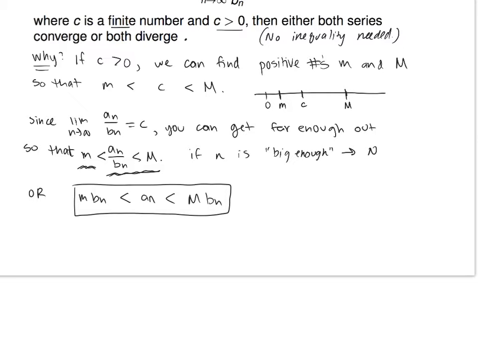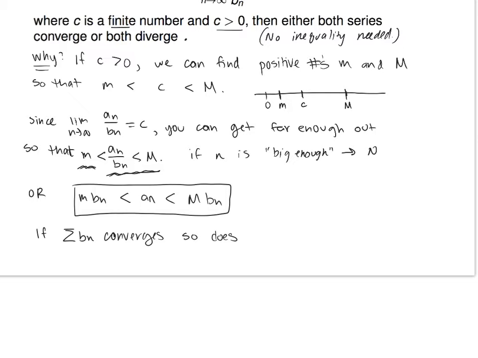So this test says that either both series converge or both series diverge. So if your b sub n converges, so does a sub n. What we're going to try to prove here is that b sub n converging implies a sub n converges too, as well, not like the number 2.